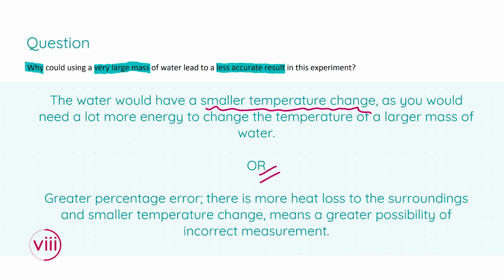There's a greater percentage error in the experiment. There is more heat loss to the surroundings and a smaller temperature change. This means that there is a greater possibility of incorrect measurement. Key phrase here is that there's more heat loss to the surroundings for a smaller temperature change. Either one of these answers will get you your final 4 marks.